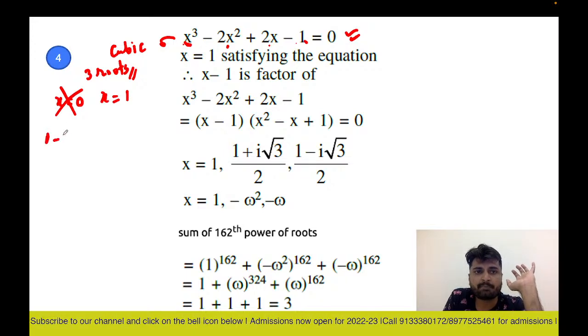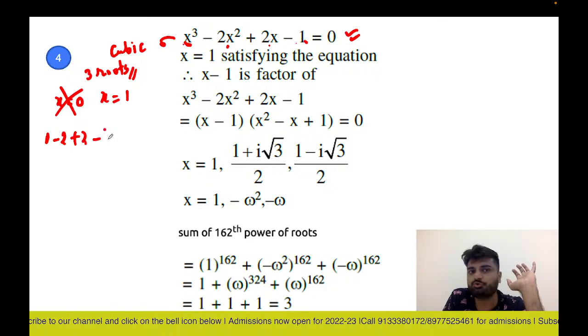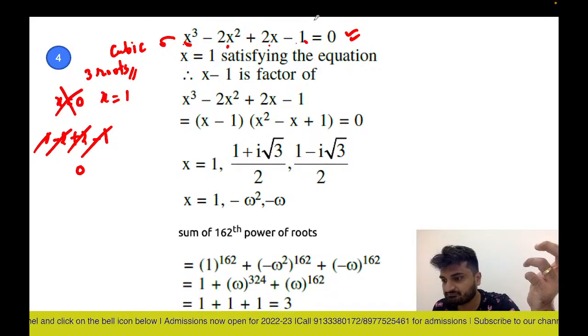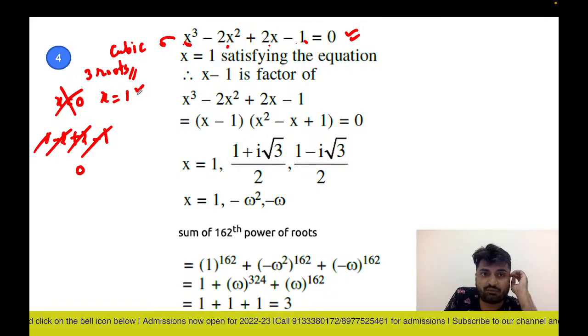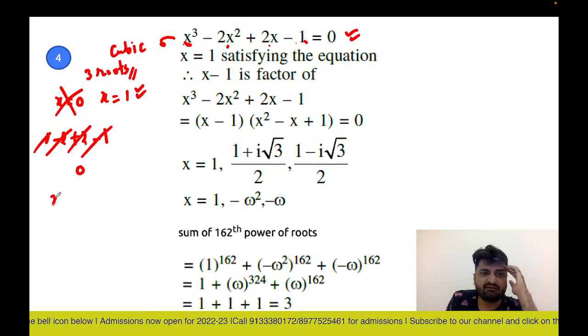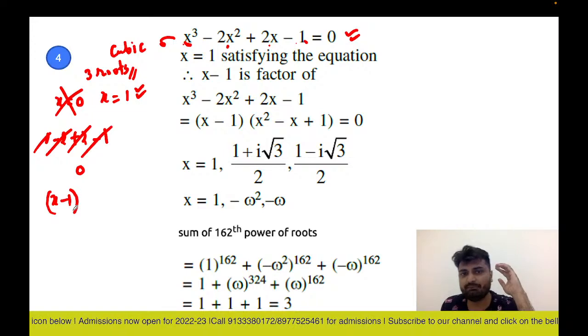1 cube is 1, minus 2 plus 2 minus 1. Minus 1 plus 1 cancelled. Minus 2 will get cancelled. 0. It is satisfying. So we know that x equal to 1 is satisfying. So x minus 1 will be a root. x equal to 1 will be a root.